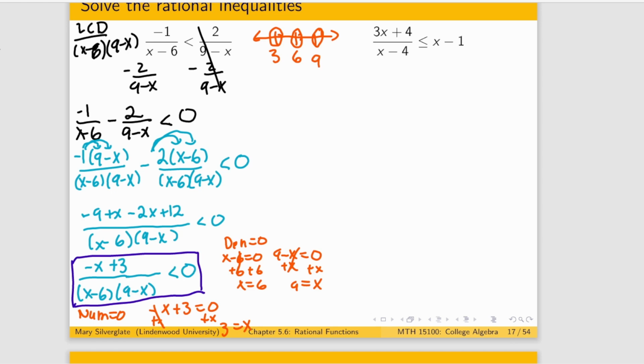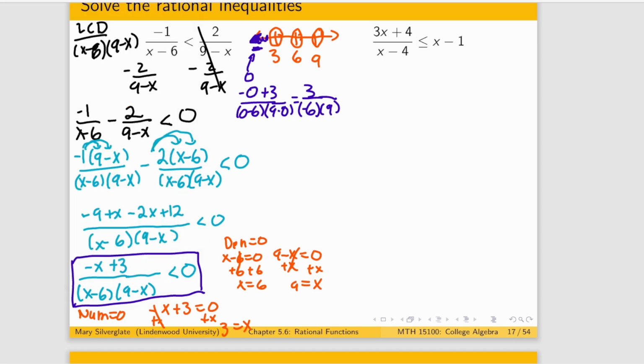So let's say the first point I pick is 0, because that's to the left of 3. So that would be -0 plus 3 over 0 minus 6, 9 minus 0. So that would be 3 over -6 times 9. Negative 6 times 9 is a negative, 3 is a positive, so that is a positive divided by a negative for a negative result. And do I want to shade that in or not according to that symbol? I do want to shade that in because I want my result to be less than 0.